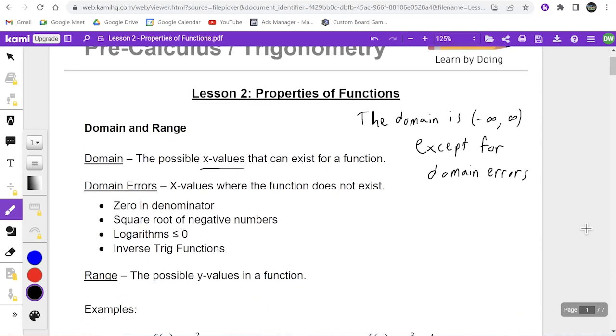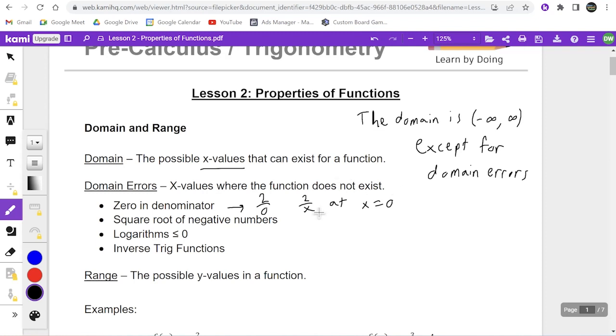And honestly, for today, we're going to only be focusing on 2 of these because the last 2, logarithms and inverse trig functions, that's going to be probably covered in a later lesson. So first, 0 in denominator. This is pretty straightforward. This is things like 2 over 0, or for instance, 2 over x at x equals 0. You can't have a 0 in the denominator. What's that called? Undefined. So yeah, we cannot have 0 in the denominator.